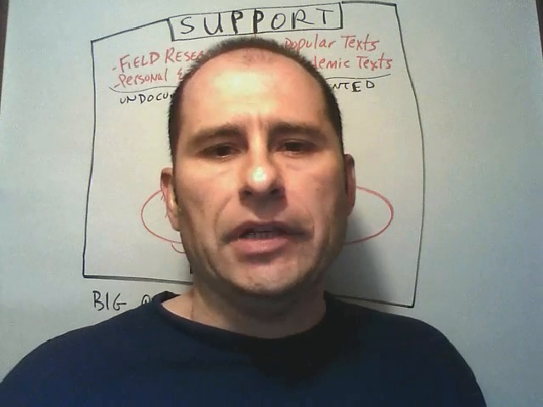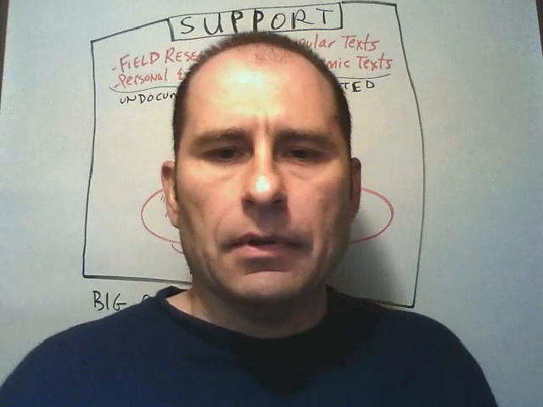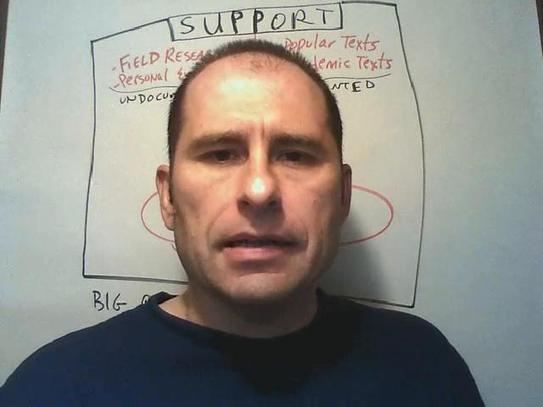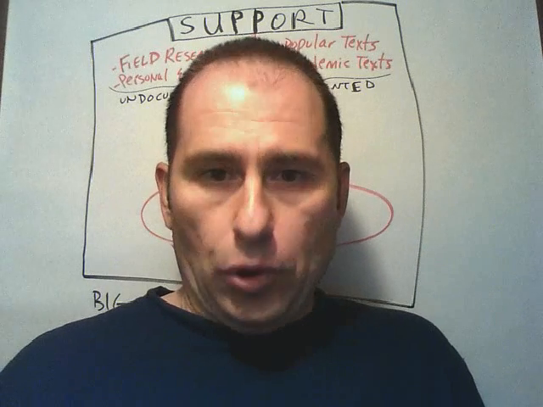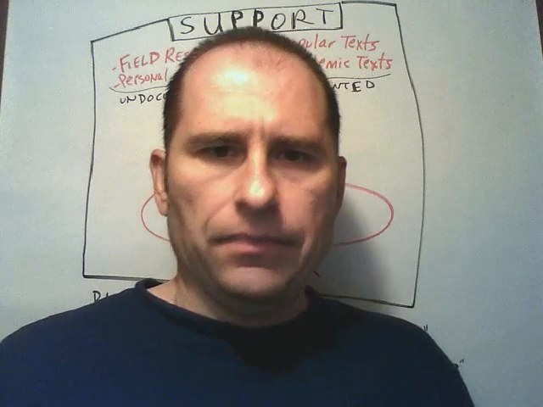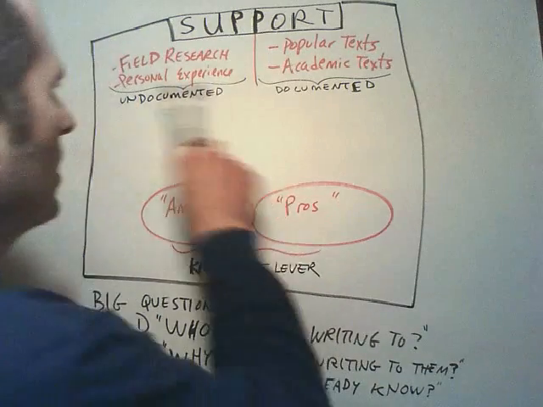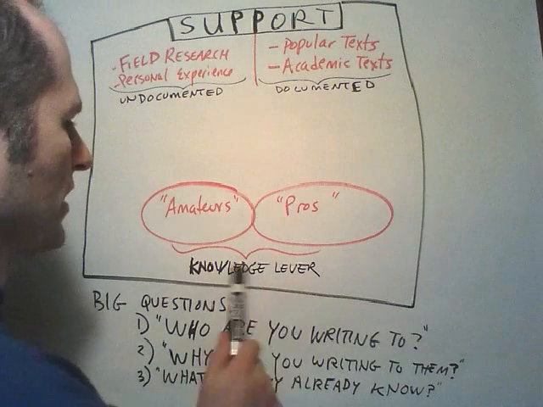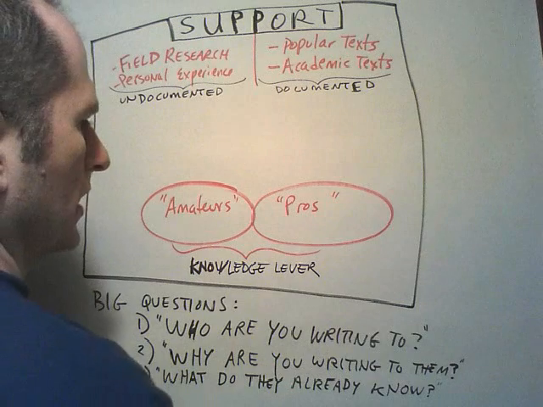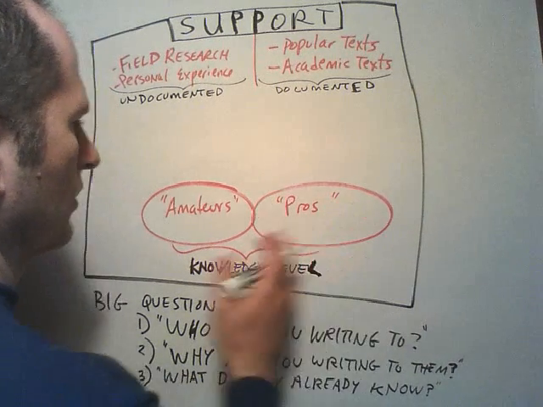This is the second video of two in a small series called Audience Analysis, and I want to continue on from where we left off in the last video. We looked at this box, the types of support up here, documented, undocumented, and the type of audience you'll get based on their knowledge level. Alright, the pros versus the amateurs.